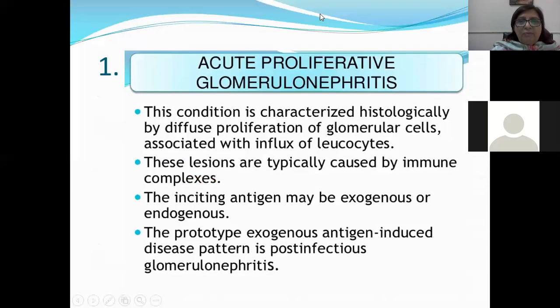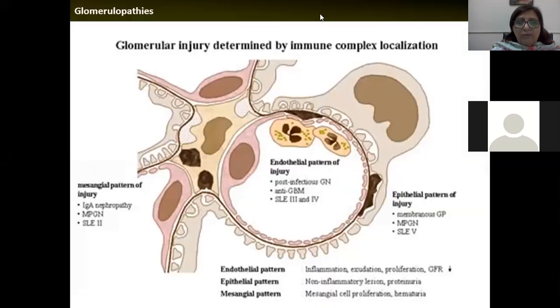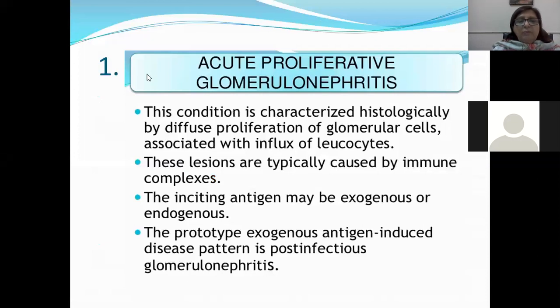Glomerular injury is determined by the immune complex localization, but I'm going to explain each and every glomerular injury. Number one, the primary glomerulonephritis; we are going to do them one by one. Number one is acute proliferative glomerulonephritis. Acute proliferative glomerulonephritis is a condition characterized histologically by diffuse proliferation of glomerular cells associated with influx of leukocytes. So there is going to be proliferation of glomerular cells as well as influx of WBCs within the glomerulus. These can be neutrophils and lymphocytes.